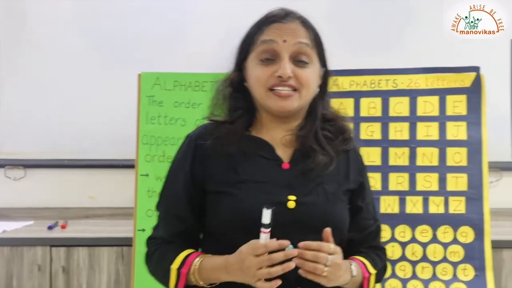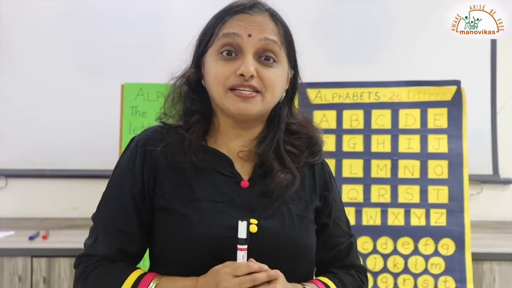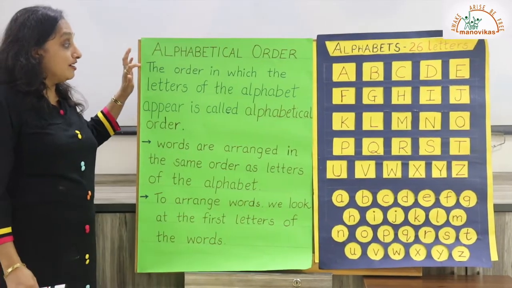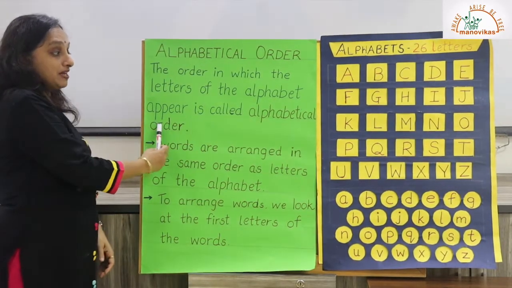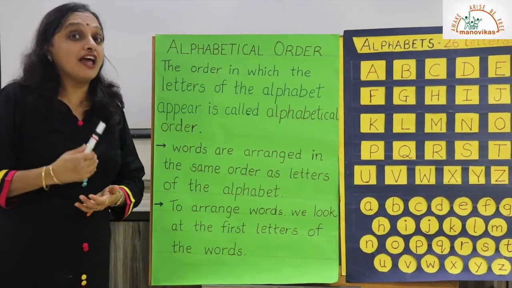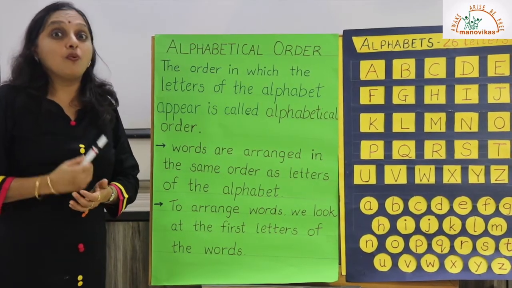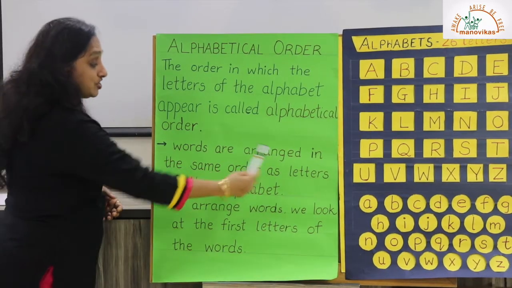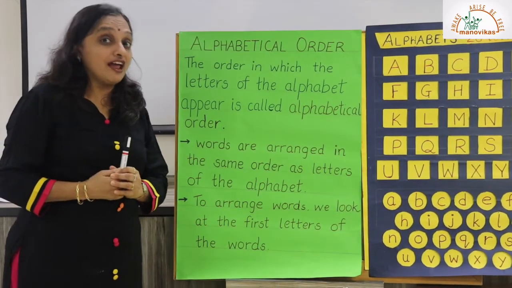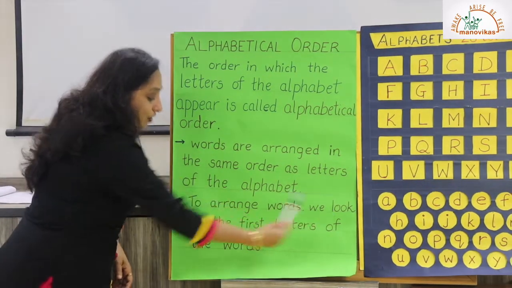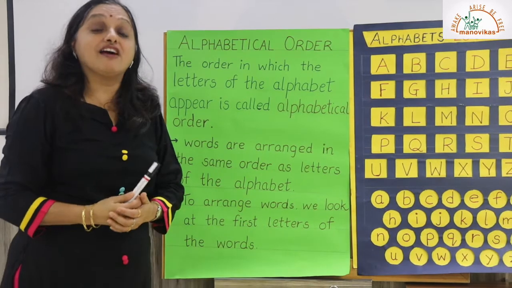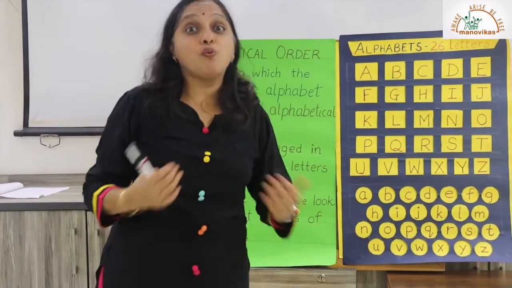So children, today's lesson is all about putting the words in alphabetical order. What do you mean by alphabetical order? Alphabetical order, the order in which the letters of the alphabet appear, is called alphabetical order. And to arrange the words in alphabetical order, what do we do? When we arrange, the words are arranged in the same order as the letters of the alphabet. To arrange the words in alphabetical order, we look at the first letters of the words. Okay, so now let us take a few more examples to understand what we mean.